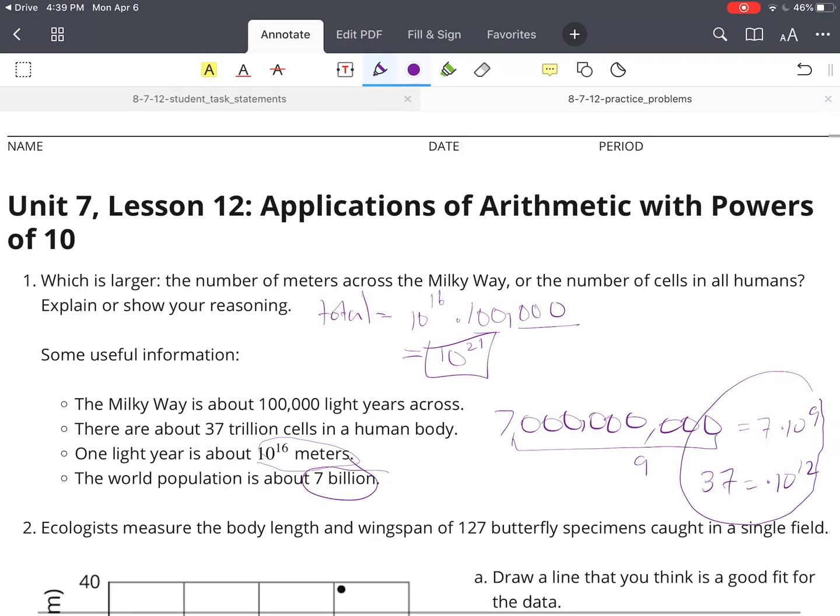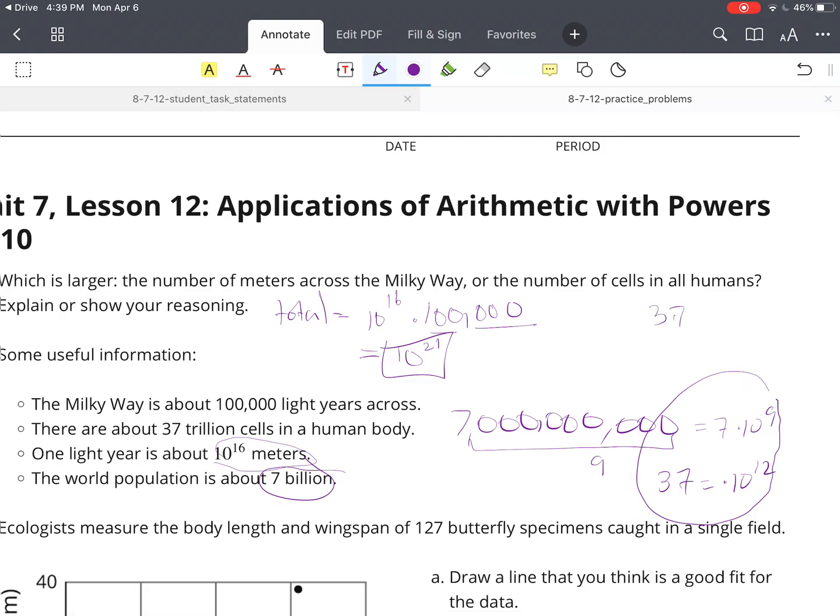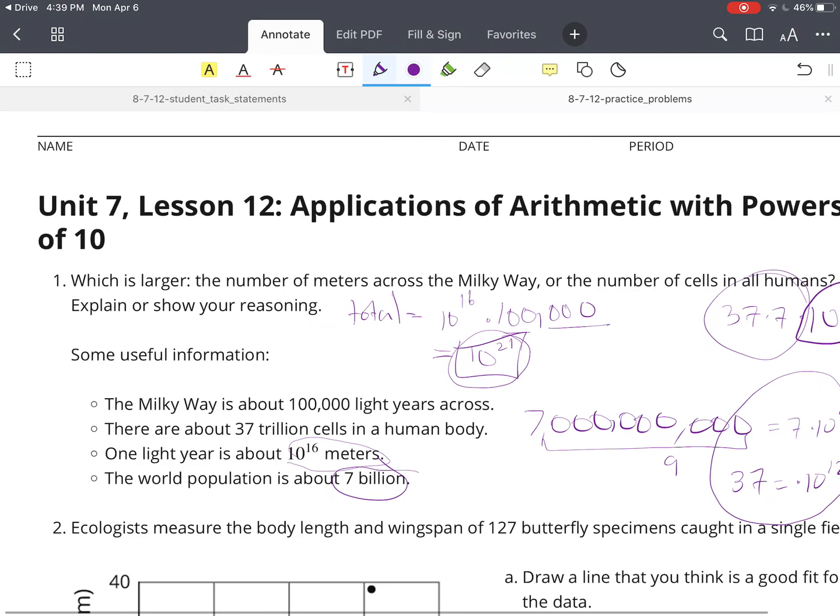Now this right here, it's going to be 37 times 7 times 10 to the 9 plus 12. That's 21. So already 10 to the 21. 10 to the 21, but we also have a factor of 37 times 7, which means this is going to be bigger. The number of cells in all of the humans.